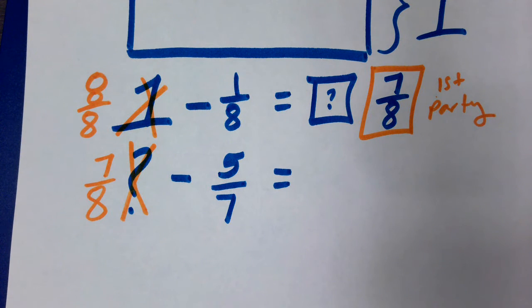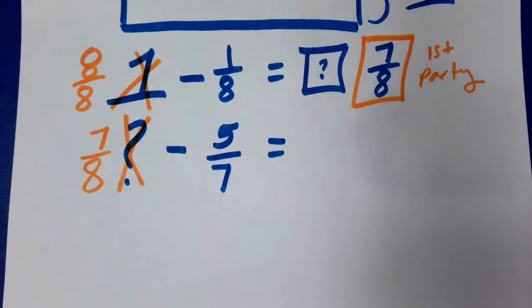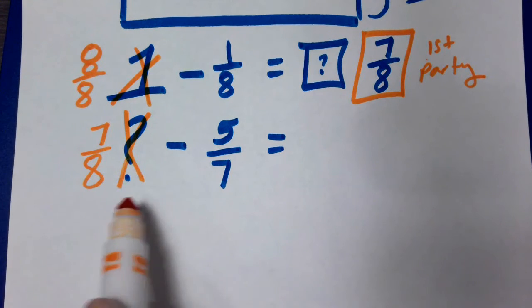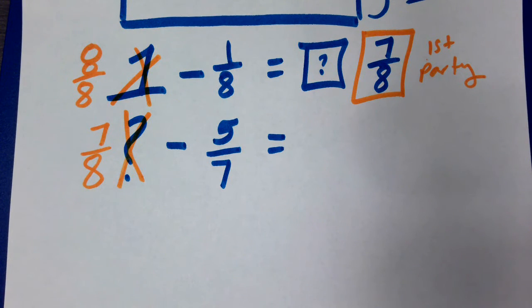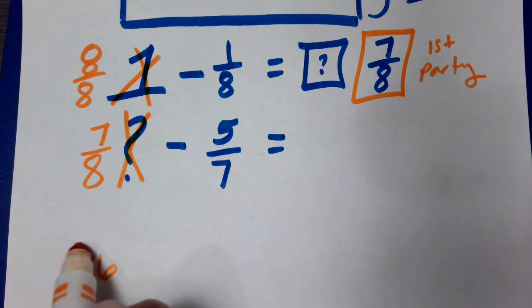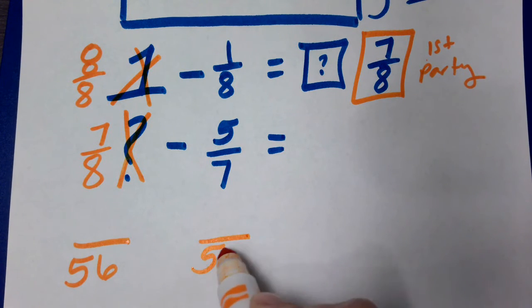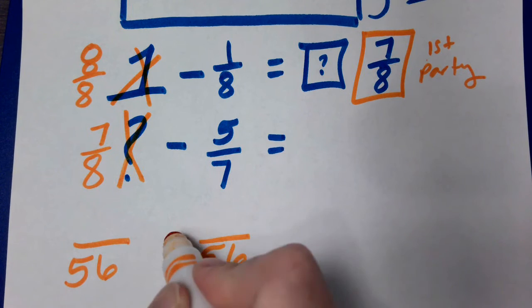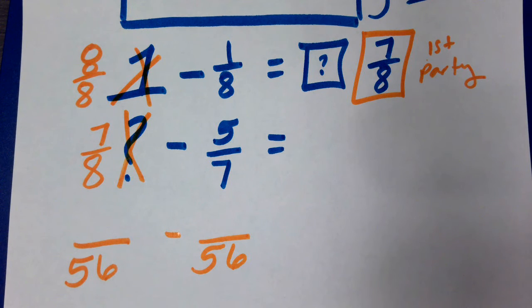I cannot subtract because I do not have a common denominator. So I'm going to go ahead, and since 8 and 7 are so close to each other, I am just going to multiply them together, and 8 times 7 is 56. So I'm going to rename this and this with a common denominator of 56.